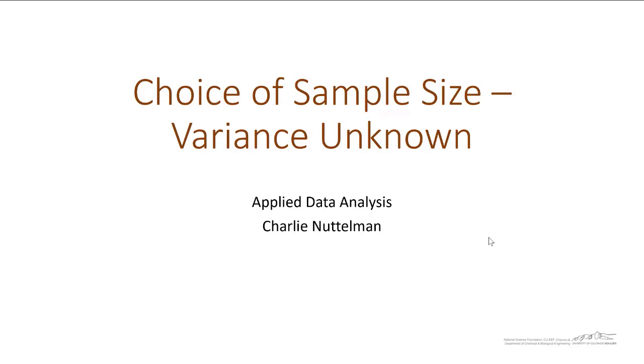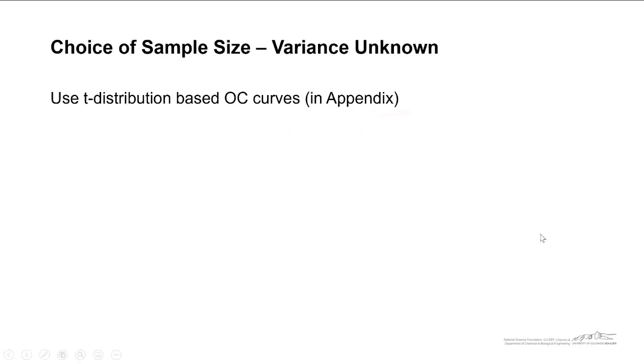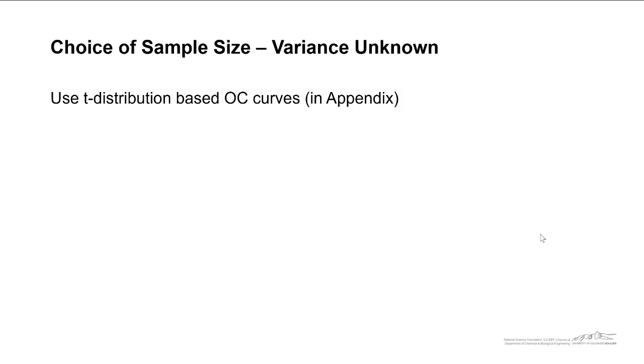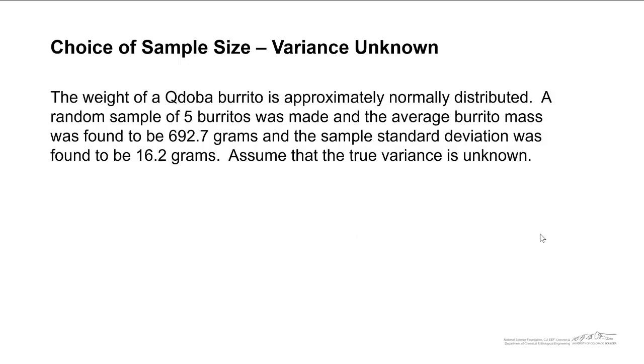When variance is unknown, the choice of sample size is a little bit different, and that's what I'm going to cover in this screencast. When the variance is unknown, there is no easy way to calculate n using a simple formula as we did when the variance is known. In this case, we have to use the t-distribution based operating characteristic curves that are in the appendix. This is really the only way to estimate sample size.